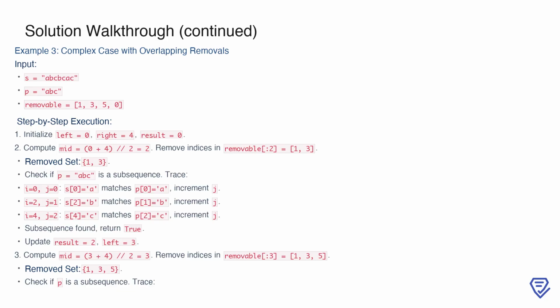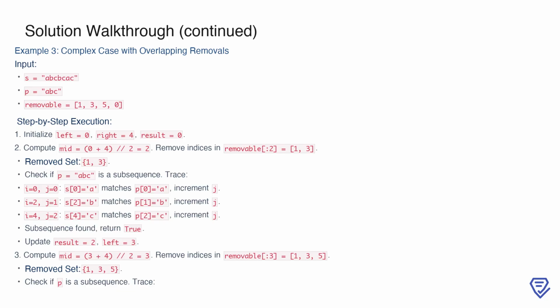Now, we check if P is a subsequence of the modified string S. Tracing through, S0 matches P0, S2 matches P1, and S4 matches P2. Since P remains a subsequence, we update result to 2 and move left to 3. Next, we compute mid equals (3 + 4) / 2 equals 3 and remove indices 1, 3, 5, resulting in the set {1, 3, 5}.